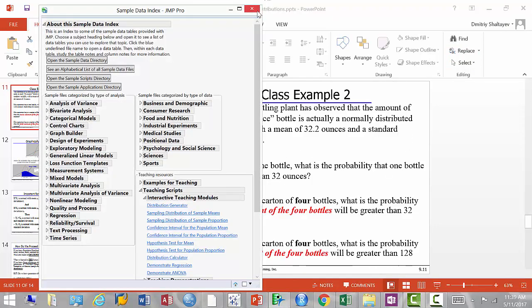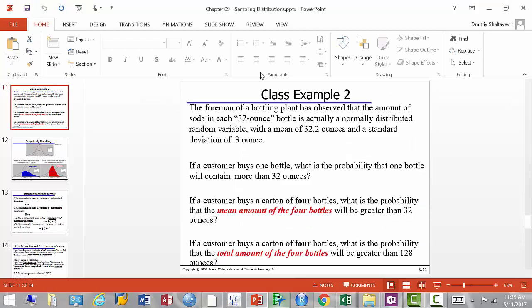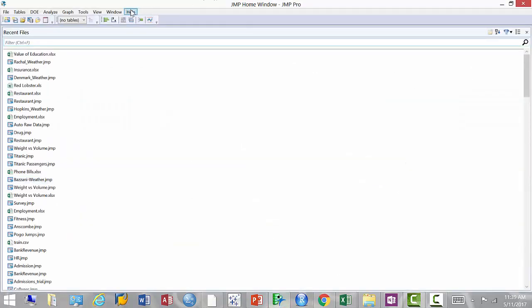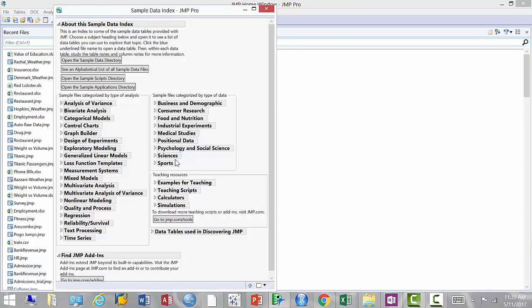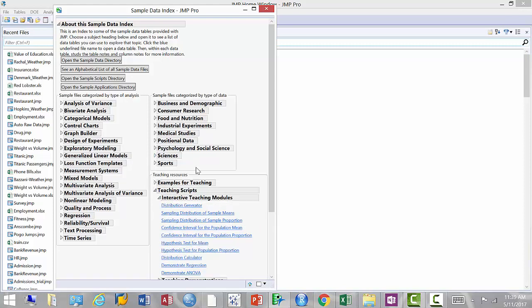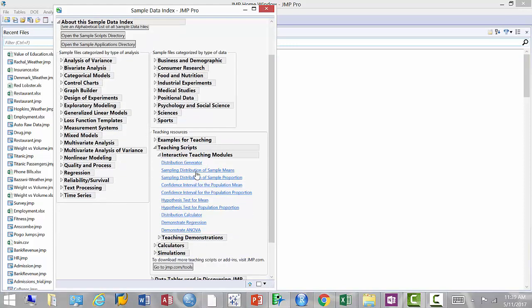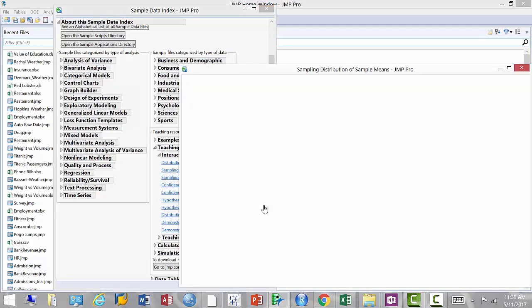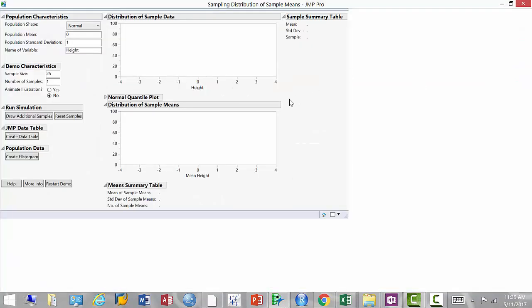So if I go to the same exact place, I need to go to help, and then sample data, and teaching scripts, same as calculator for distributions, interactive teaching modules. I have two sampling distributions, one for sample means, that's pretty much what we discussed, another for sample proportions. We didn't discuss that yet, but we will at some point. Okay? So sample means, sampling distribution of sample means. All right, so let's take a look.